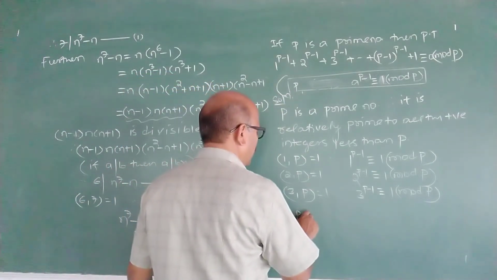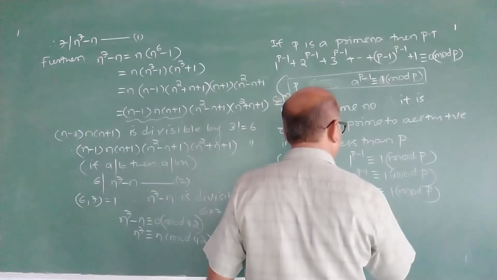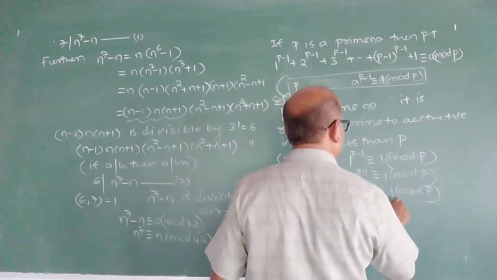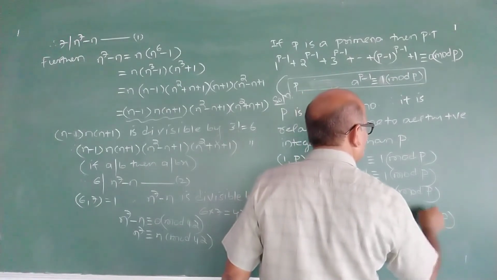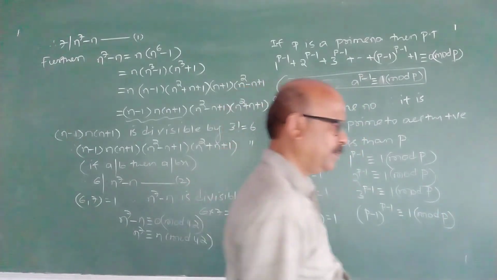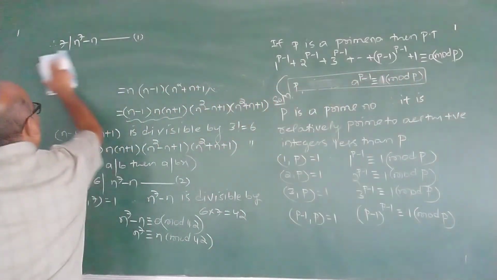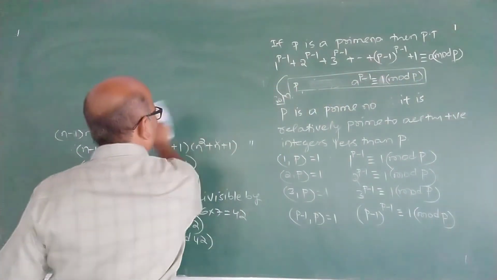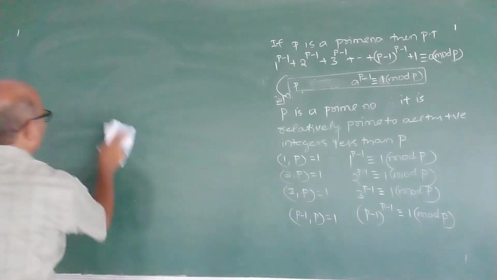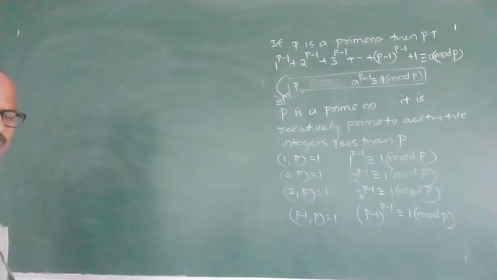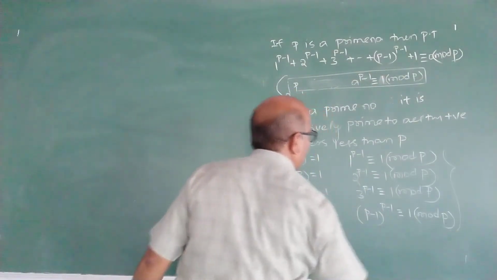Finally, p minus 1 and p are relatively prime. So (p minus 1) raised to p minus 1 is congruent to 1 mod p. This is Fermat's theorem. Now, you know the properties of congruence modulo M. We use that property. What is the property? We can add congruent modulo M relations.